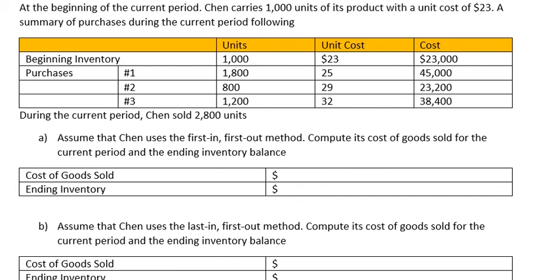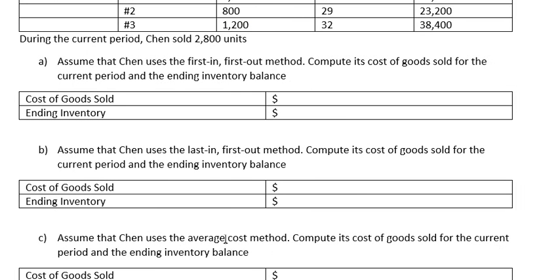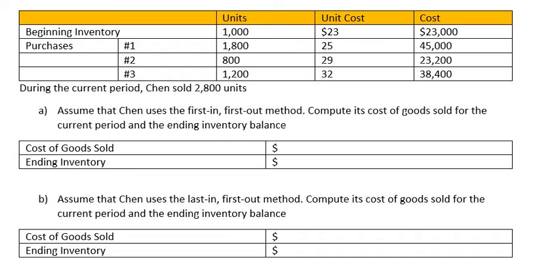The topic today is about inventory. Now I will show you how to answer. They want to find cost of goods sold and ending inventory for first in, first out, last in, first out, and average cost.